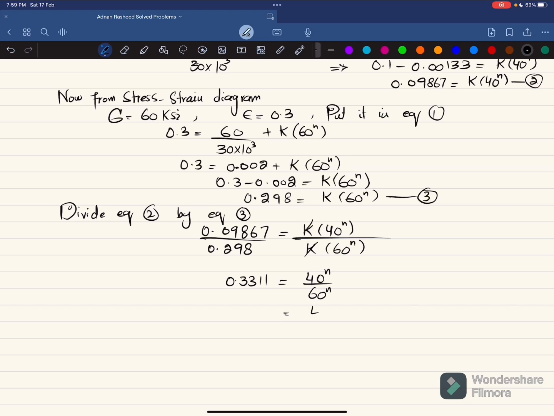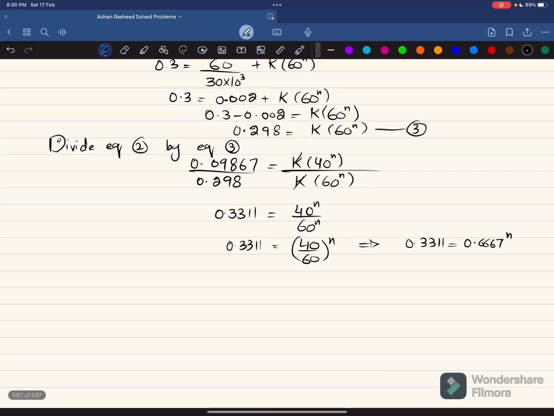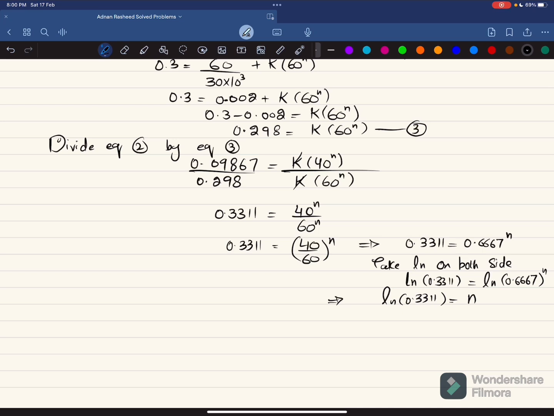And that will give you (40/60)^N = 0.3311. And from here you will get 0.3311 = 0.6667^N. Now what we will do is take the natural logarithm on both sides. So we will get ln(0.3311) = ln(0.6667^N). So from here you will get ln(0.3311) = N times ln(0.6667).